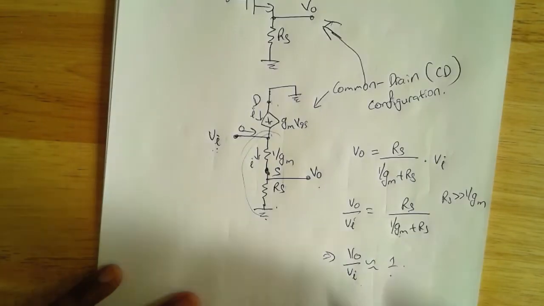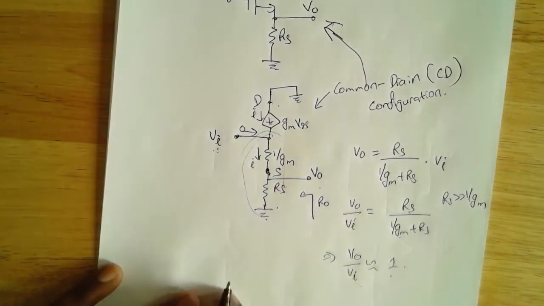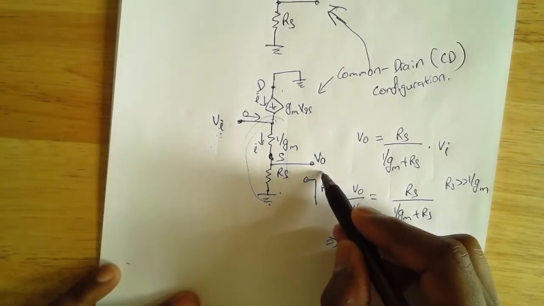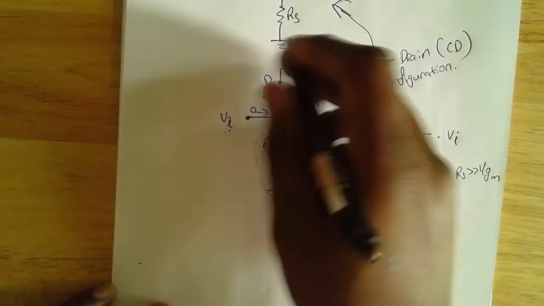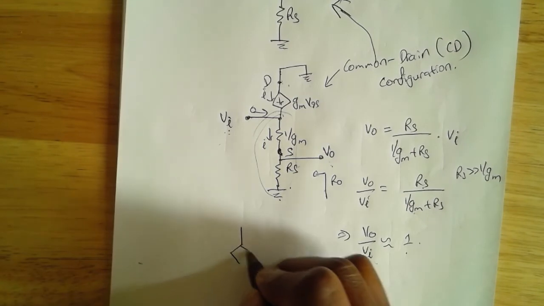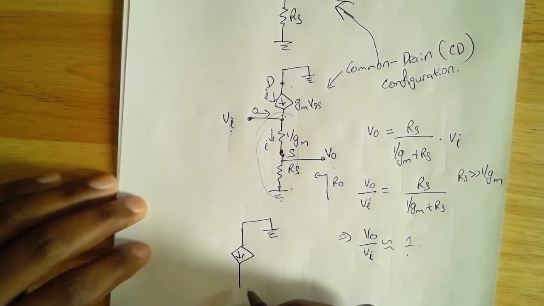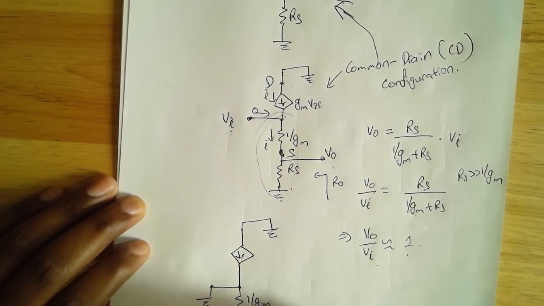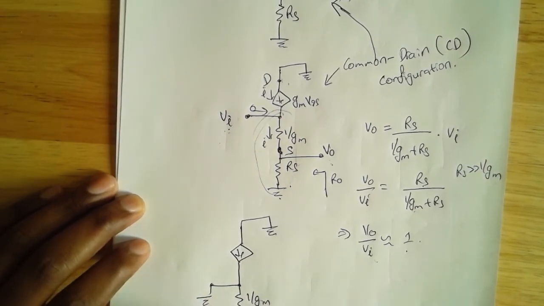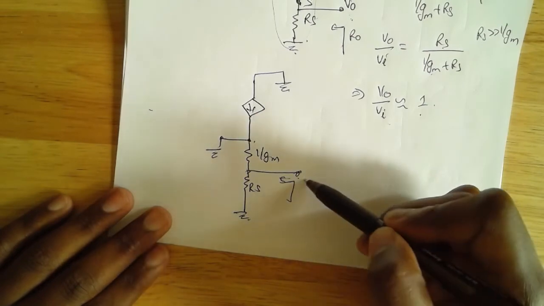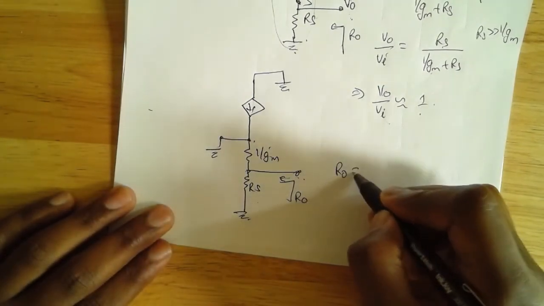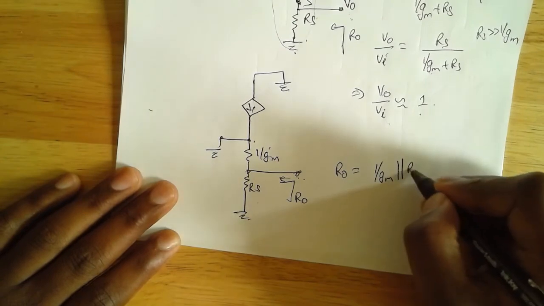Let's look at what the output impedance is. If I want to calculate RO, what I should do is ground all my input sources, apply a voltage at this point, and look at how much current is going in. So let's do this. I'm going to ground my input, 1 over GM, and this is RS, and this is where I'm looking. If you're looking at this point of the circuit, this is ground, and this is ground, so it appears as if 1 over GM is in parallel with RS. So RO is equal to 1 over GM in parallel with RS.